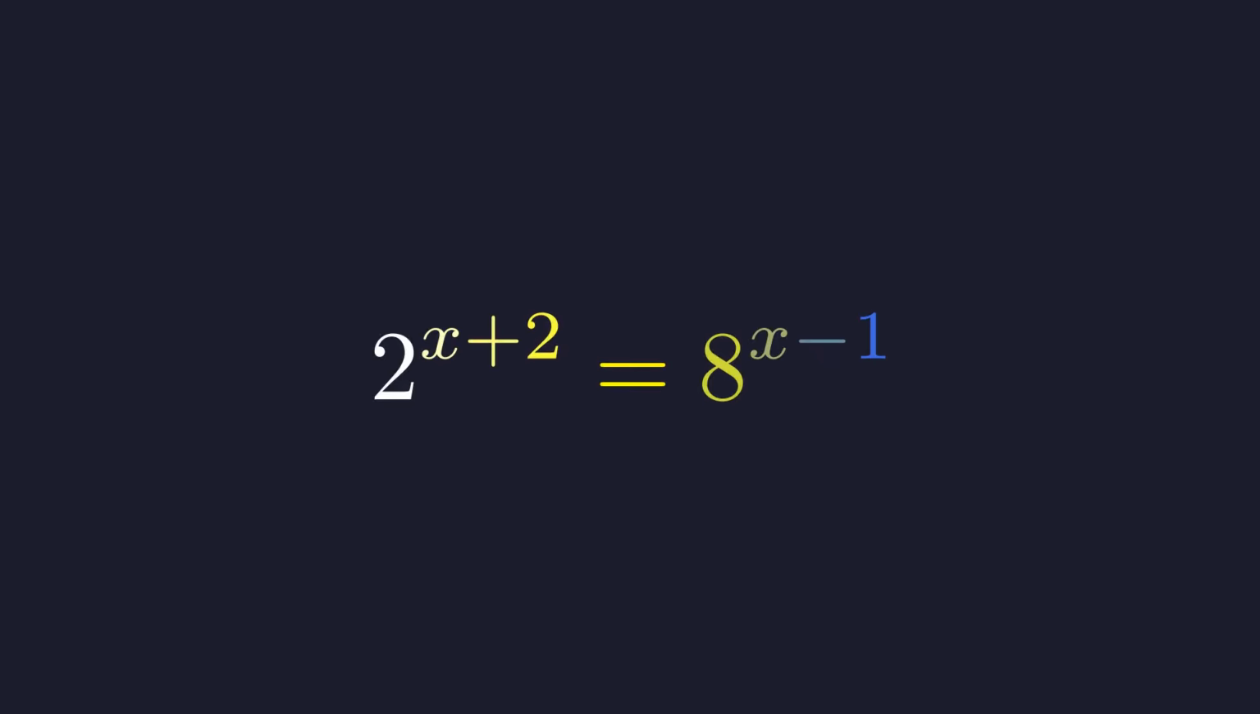Here's a deceptively elegant exponential equation. 2 to the power of x plus 2 equals 8 to the power of x minus 1. The solution, it's hiding in plain sight. Let's find it.